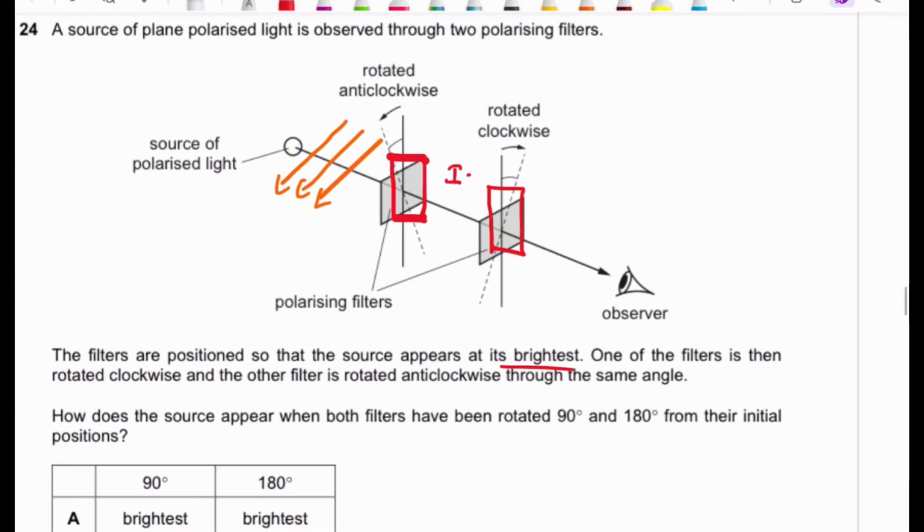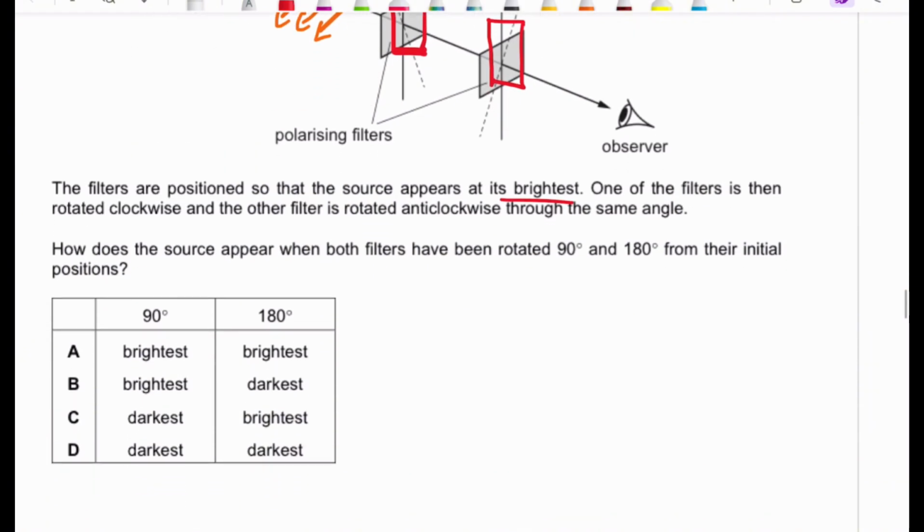So the I naught over here, so just the I that we detect over here, is going to be equivalent to 0, right? So it's going to be darkest. So the answer is C and D, right?